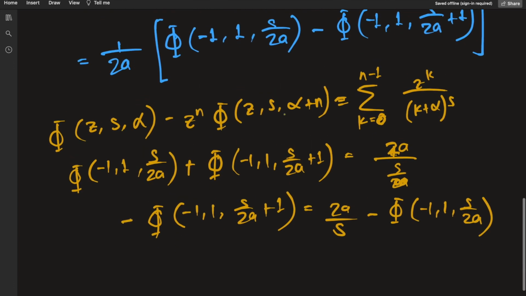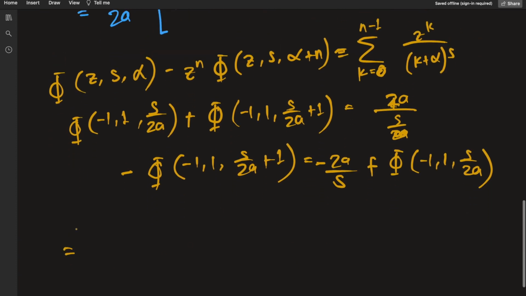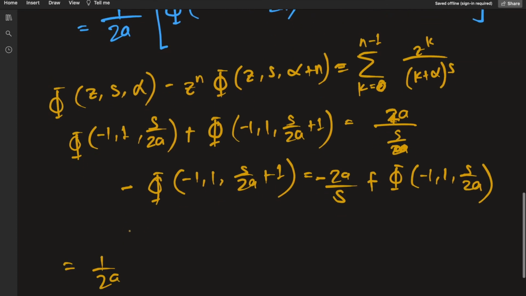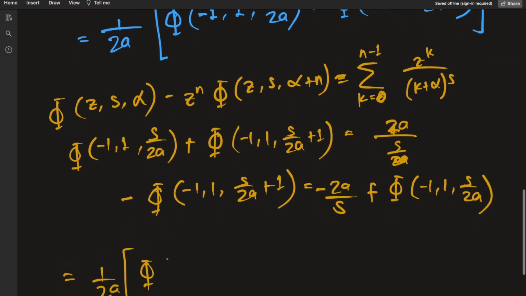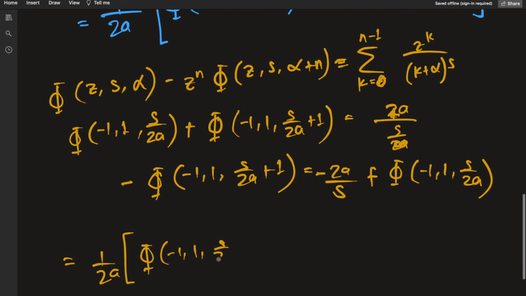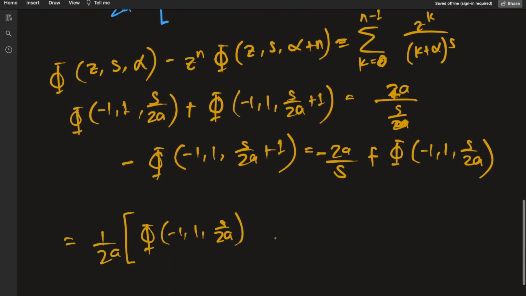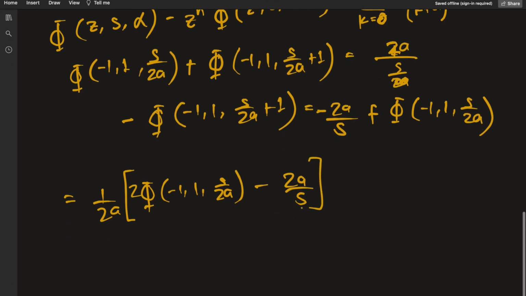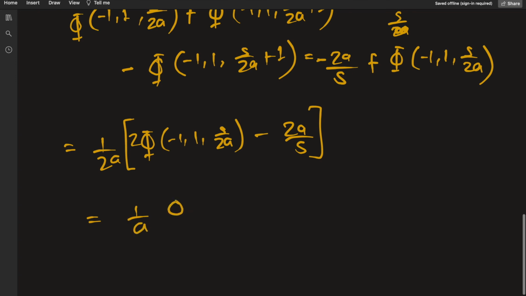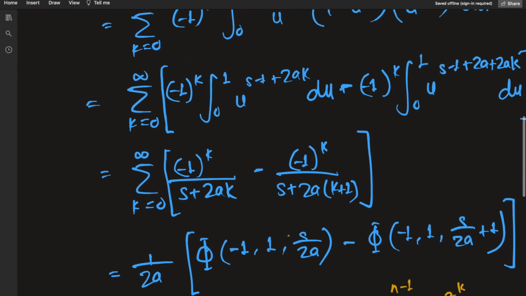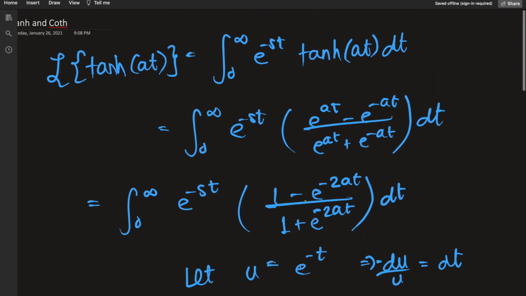And when we take a negative, because we had that originally, flip the signs like that. So finally we end up with 1 over 2a, the first Lerch transcendent term, and instead of the other one, negative 2a over s, and when you add that you get twice of that. So finally we have 1 over a, Lerch transcendent of negative 1, 1, s over 2a, minus 1 over s. That's the Laplace transform of the hyperbolic tangent of at.